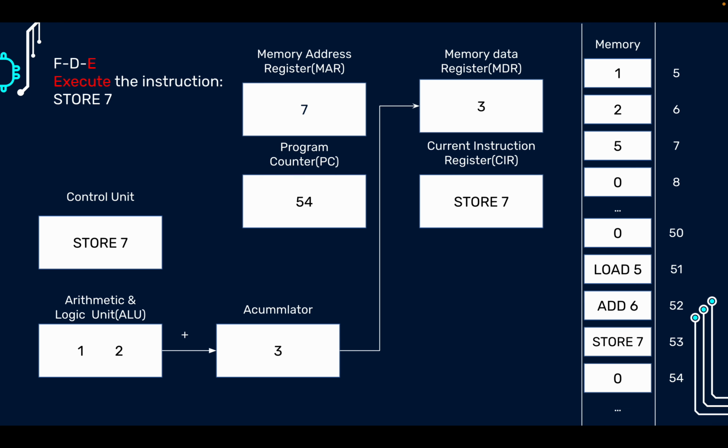So what value do we need to put in? It is the result of our addition. The result of our addition is 3. So put it into the memory data register, and after that you just put it into the memory, and our program will be finished.